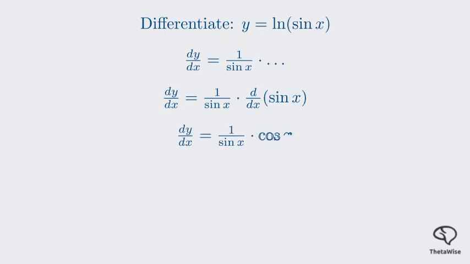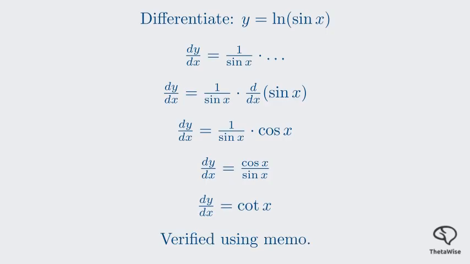This gives us dy/dx equals cosine x over sine x. We can simplify this trigonometric expression. Cosine over sine is equal to cotangent. So the derivative of ln of sine x is simply cotangent x, which we verify against the memo.